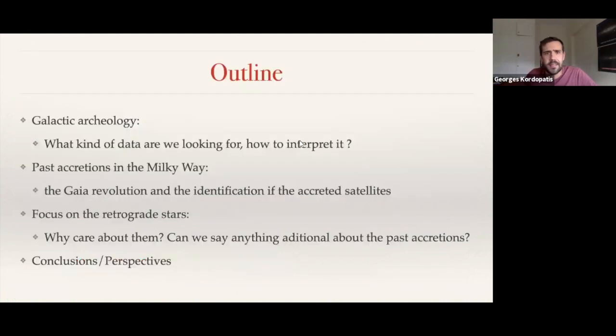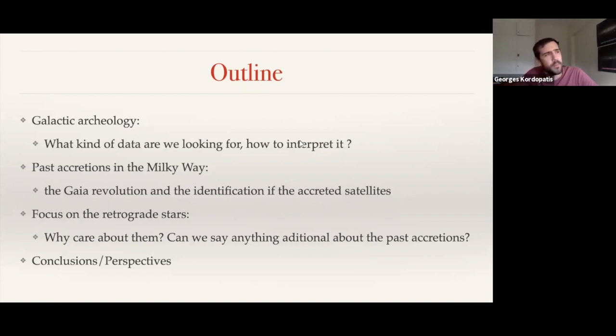So this is the brief outline of what I'm going to present. First of all, I'm going to talk to you about galactic archaeology. Why do we care about the Milky Way? What kind of data are we looking for and how to interpret it? Then I'm going to dig a bit more into some recent discoveries done with Gaia about the past accretion events in the Milky Way, and how those have been identified and what we know already about them.